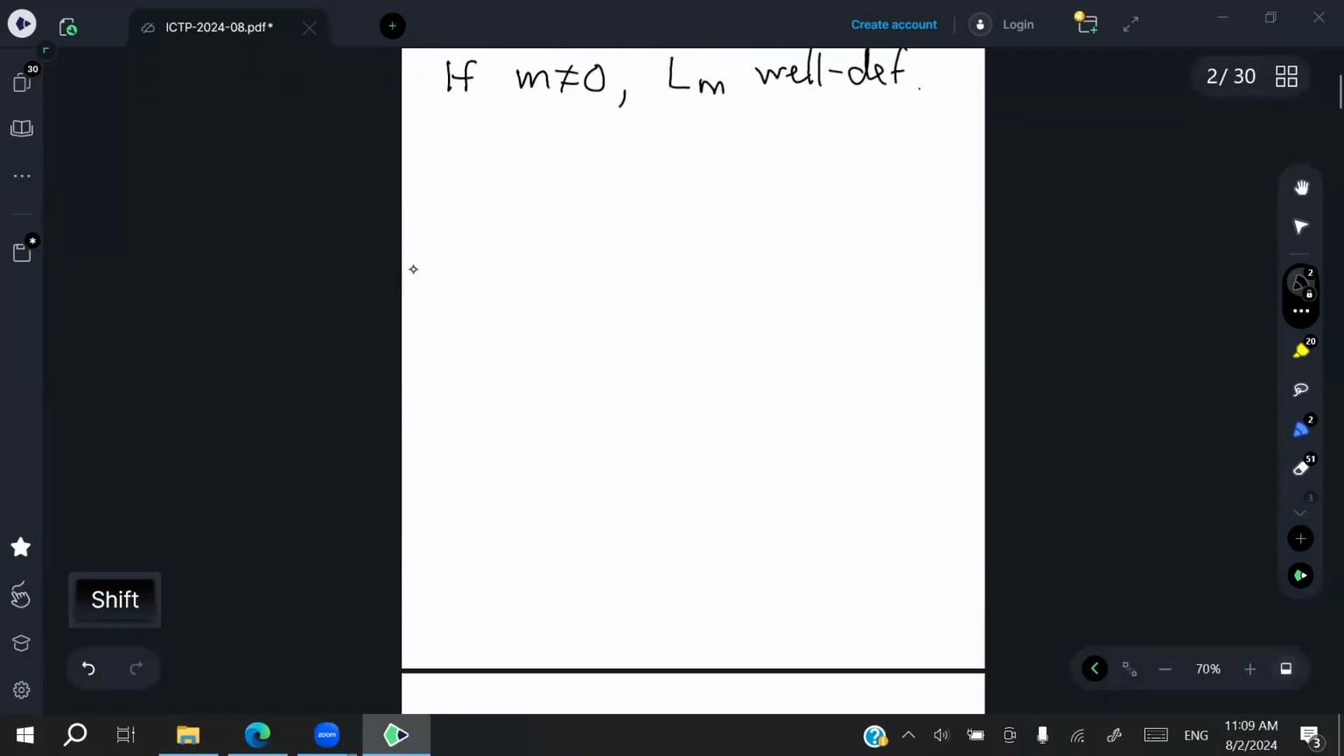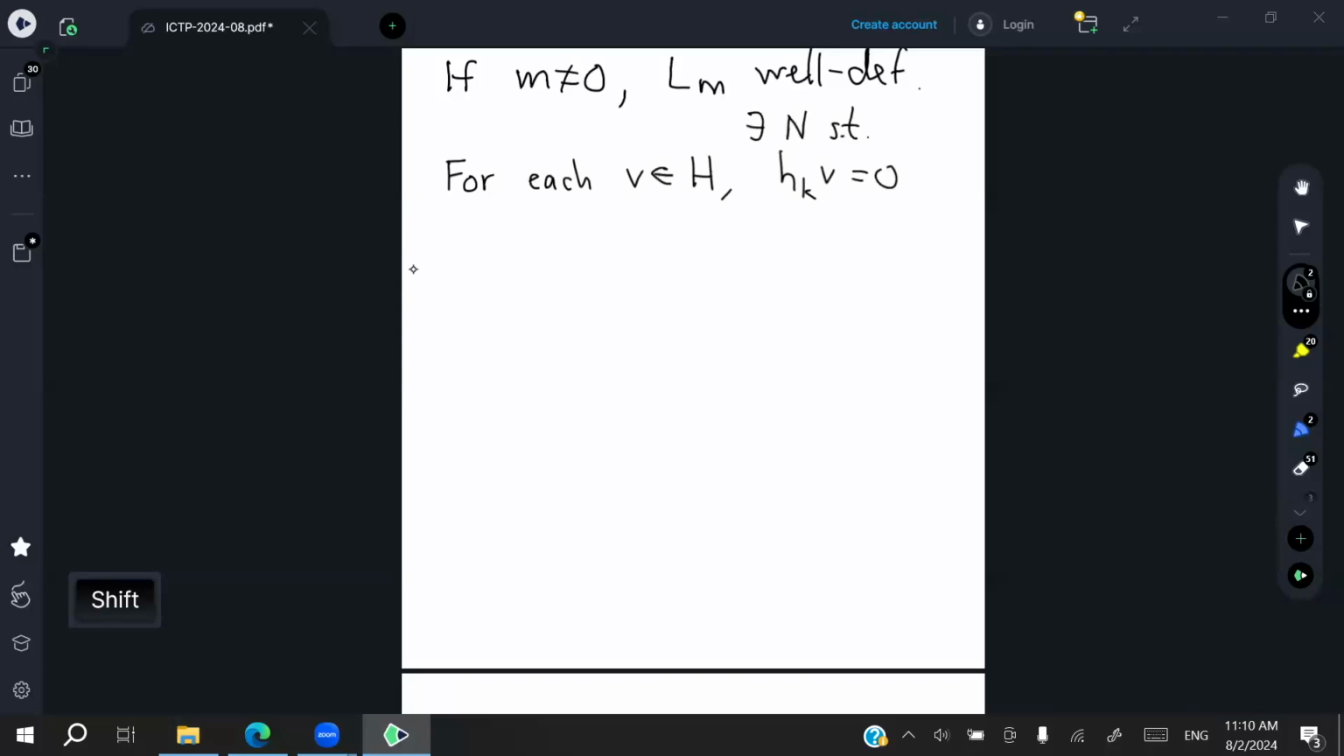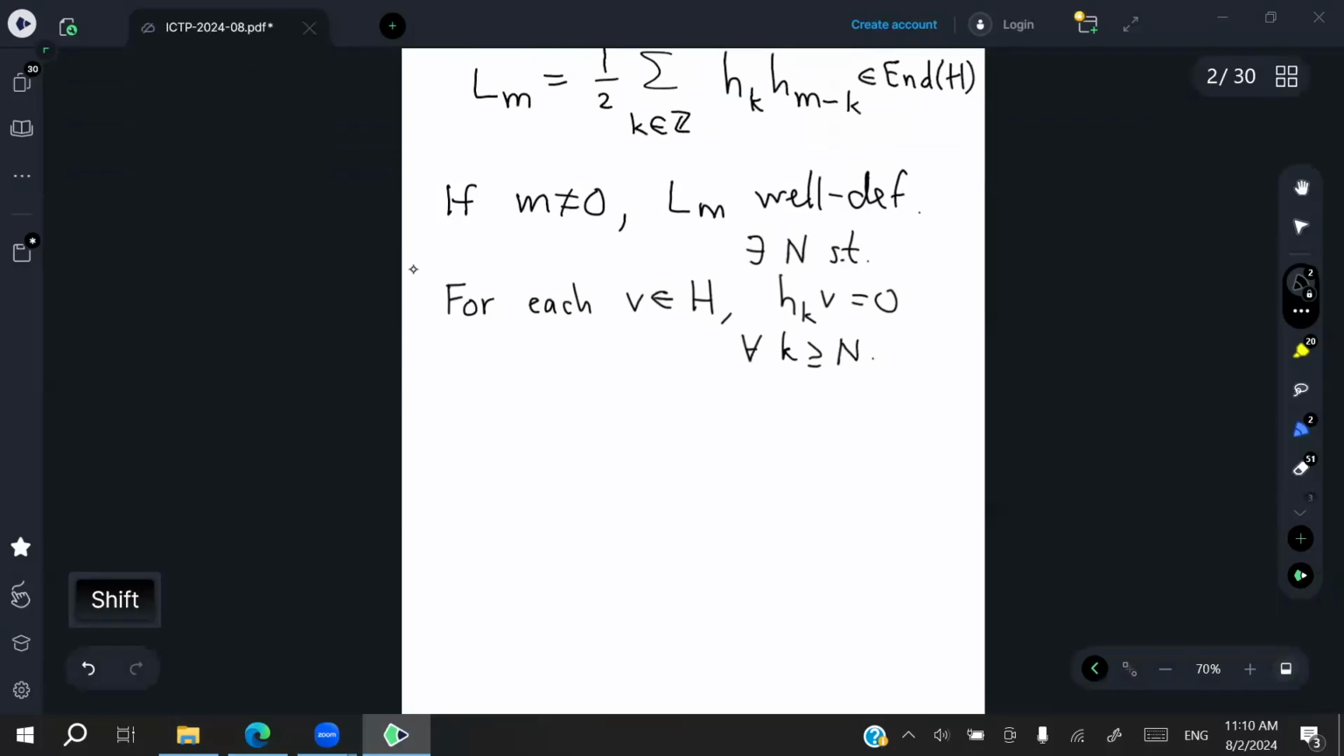for each vector v in H, there exists n such that h_k v equals 0 for all k greater than or equal to n, okay? And this is easy to see because without loss of generality, you could take v to be a monomial.